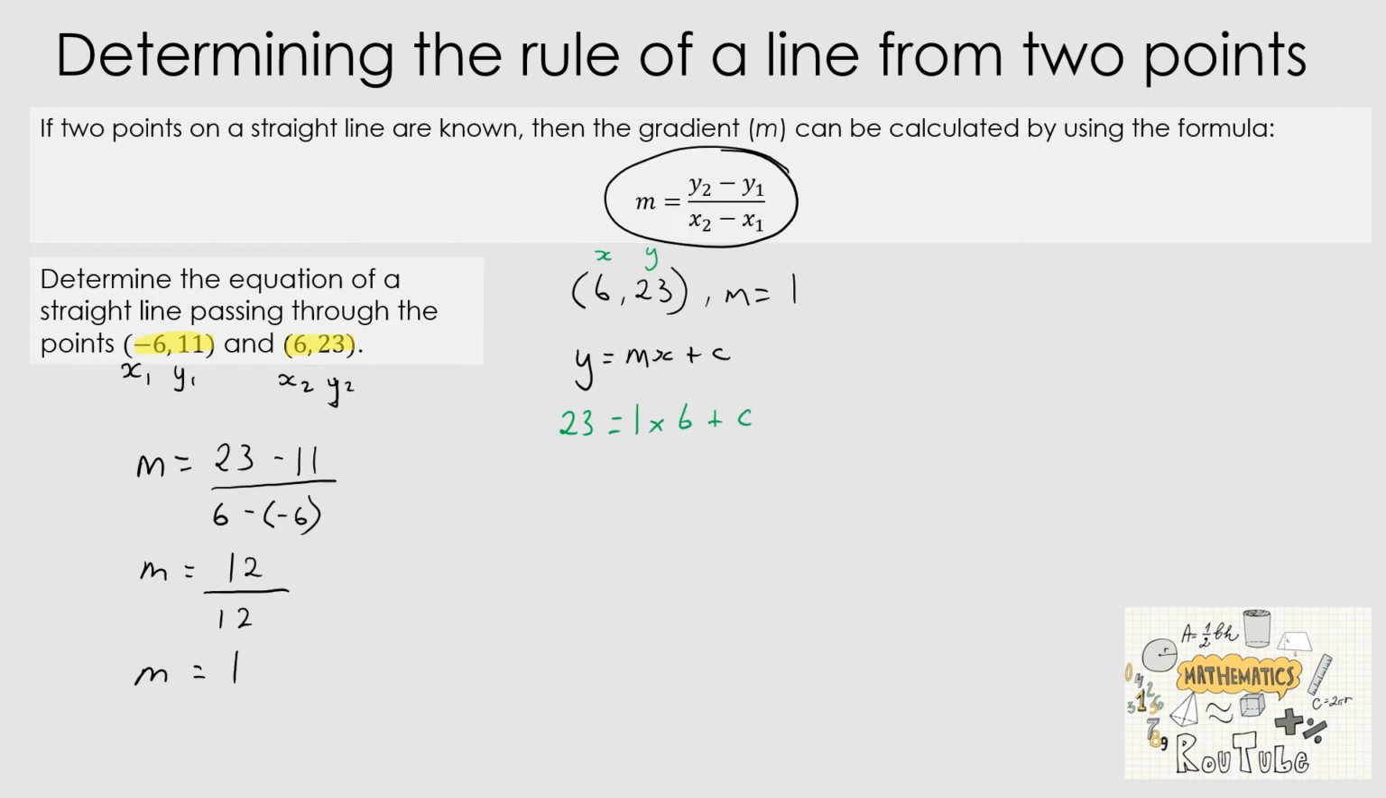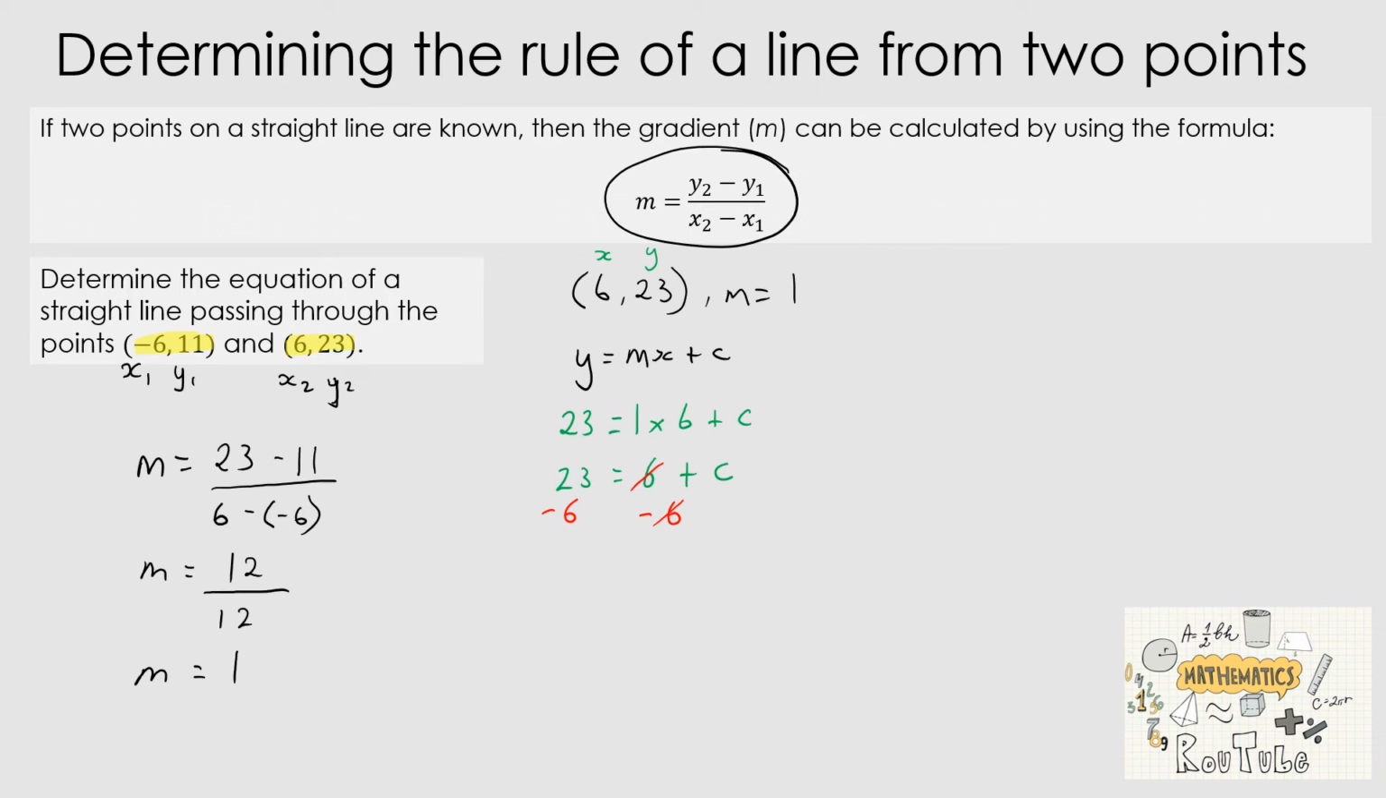Now what we can do is solve like we did previously. So we've now got 23 equals 1 times 6, which is 6, 6 plus c. Now you'll see there's only one thing happening to c, and 6 is being added to it. So we're going to use the inverse operations, which is to subtract 6, which then cancels out the positive 6 and the negative 6 on the right hand side.